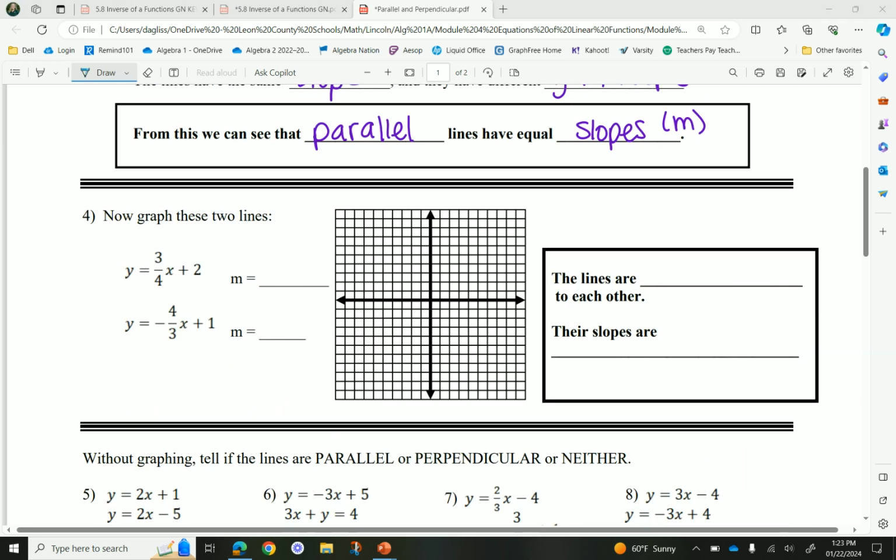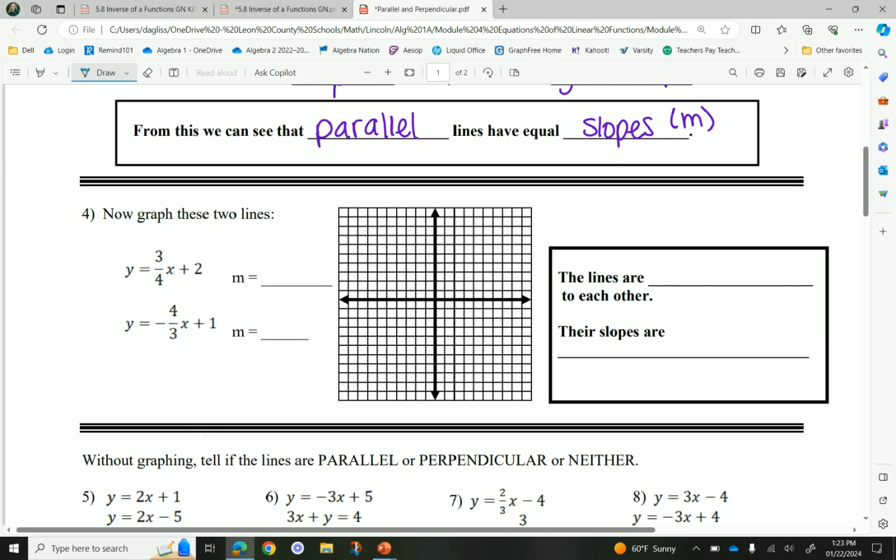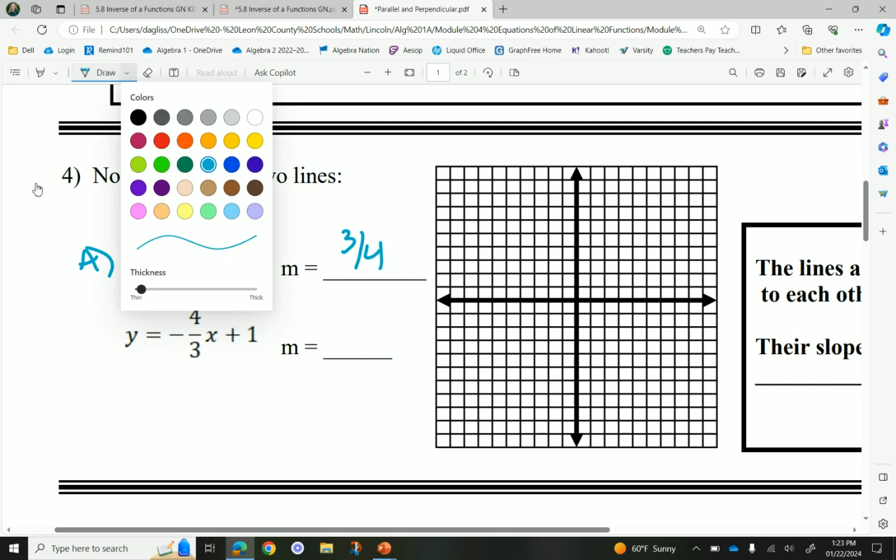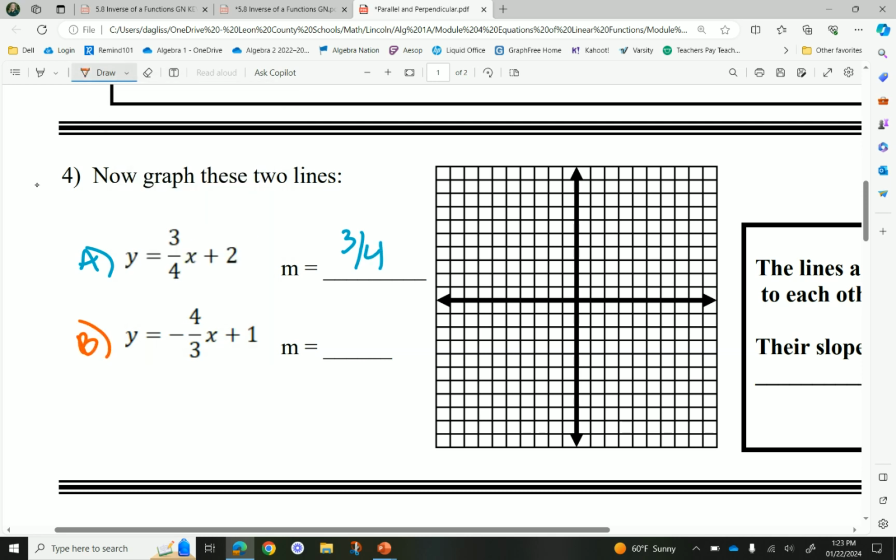I have y equals 3/4 x plus 2 and y equals -4/3 x plus 1. What is the m for the first function? I'll label this as A. It is 3/4. Okay? And for the next one, we'll call that graph B. What's the slope for this line? Almost. Negative 4/3.